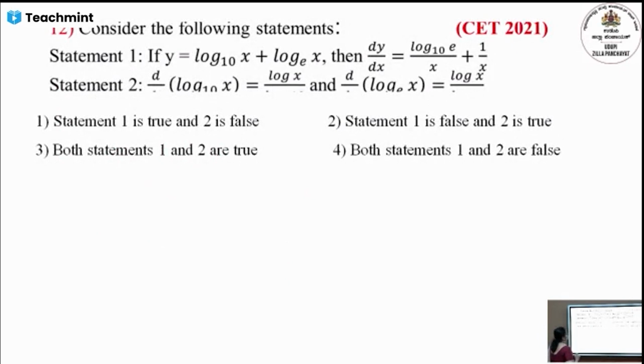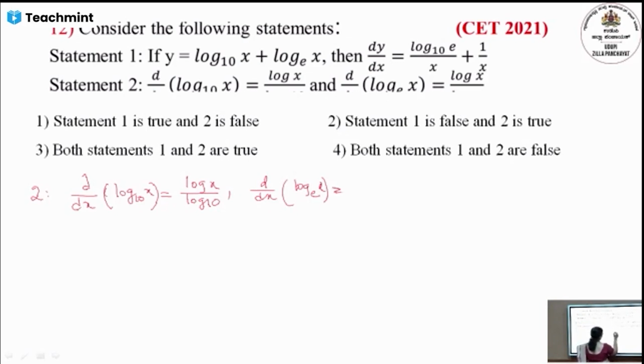Consider the following statements. Statement one is y is log x to the base 10 plus log x. You have to find out what is dy by dx. And statement two is, I think it is not clearly seen. Statement 2 is d by dx of log x to the base 10 is something like log x by log 10, I guess, and d by dx of log x to the base e is log x by log e. So you have to check which statement is correct, which statement is wrong.